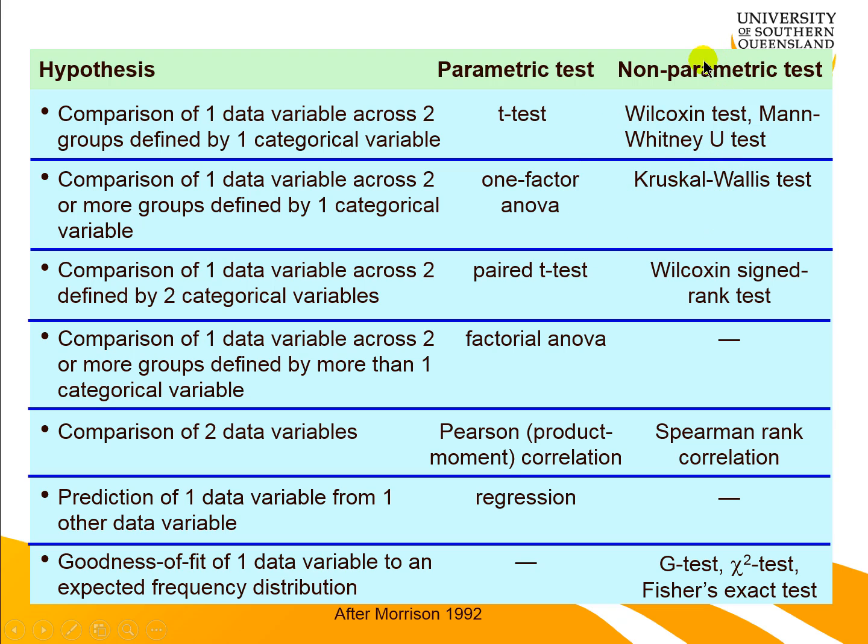You'll notice there's not necessarily a non-parametric equivalent to every parametric test. So for factorial ANOVA, for example, there's no formal non-parametric equivalent. You can sort of rearrange the data and perform a one-way ANOVA to get around that. There is no non-parametric equivalent of a regression, and a chi-square test. So if we're dealing with count data and we're doing a chi-square test, that is a non-parametric test. And because it's count data, it's not normally distributed, so there's no parametric equivalent for that test.